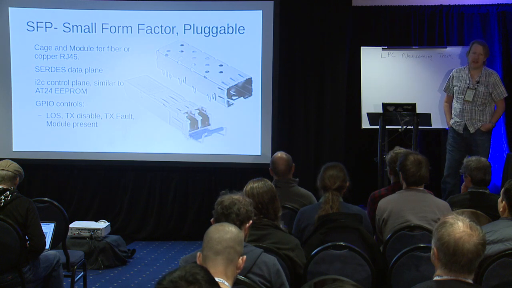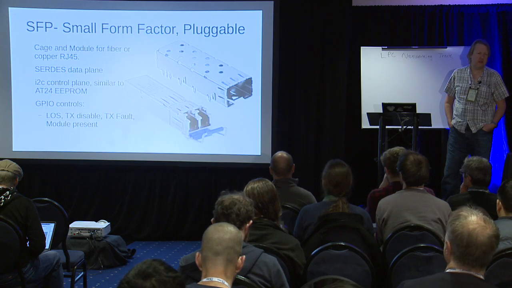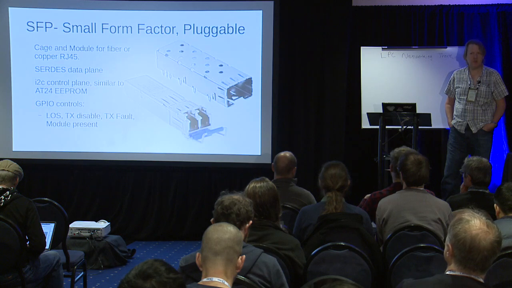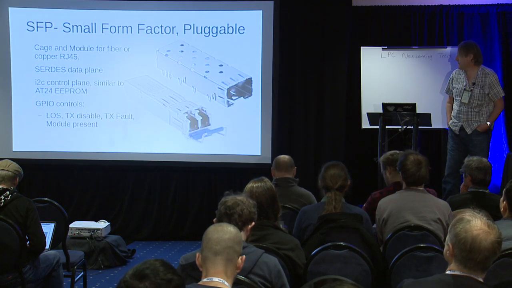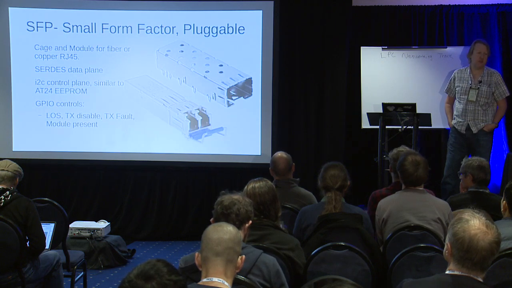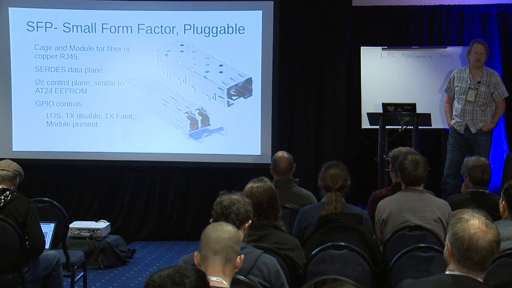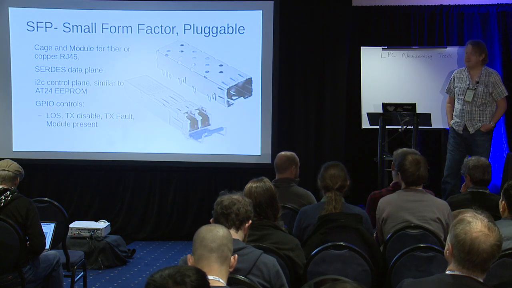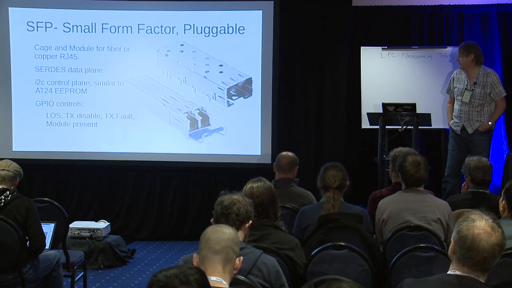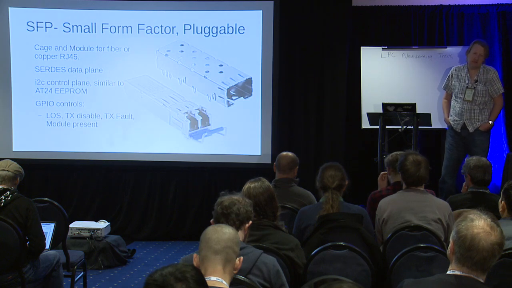The interface to the Mac is also different, at least compared to 1 gig. It's a SERDES interface. It's not a parallel bus. That brings with it some issues. And then there's a control plane, I2C, for something that looks like an EEPROM, but it's not an EEPROM, really. And you've got some GPIO lines, loss of signal, turn off the transmitter so you don't blind anybody. And you can also detect, is anybody actually plugged a module in? Useful to know.